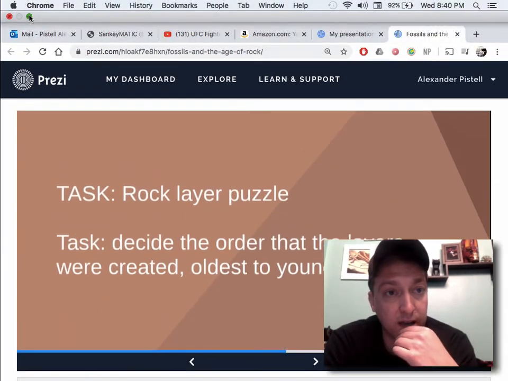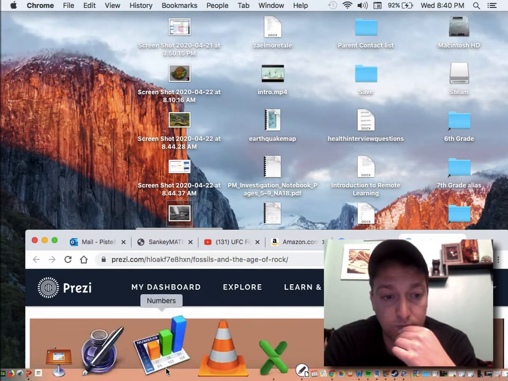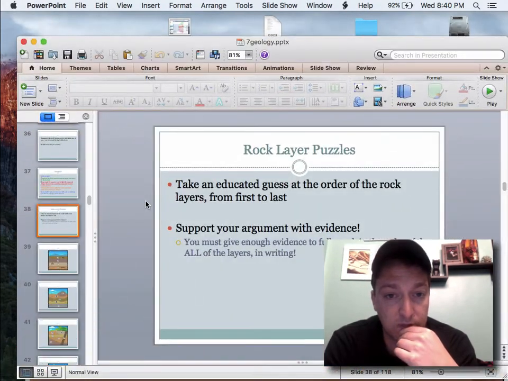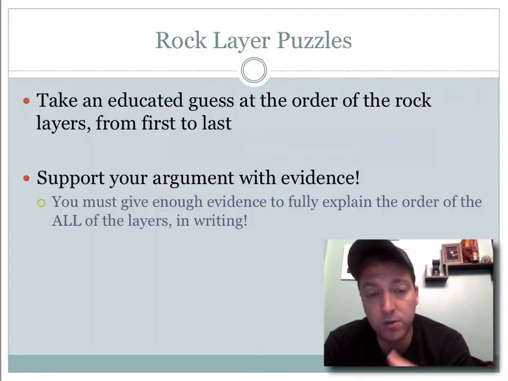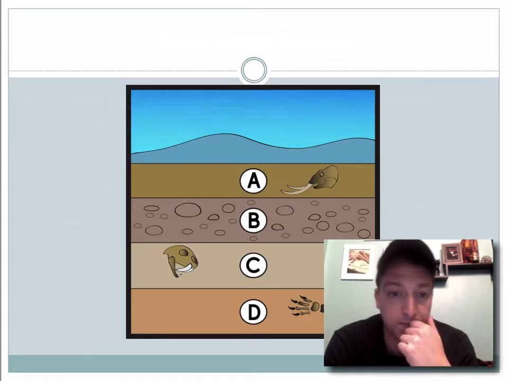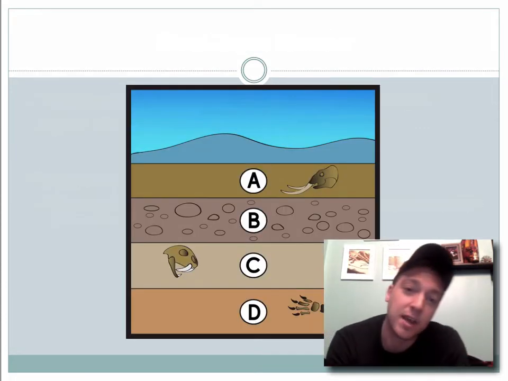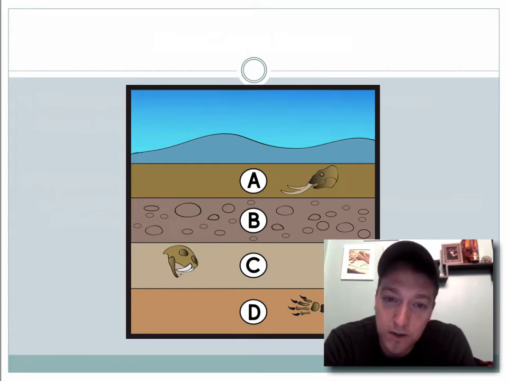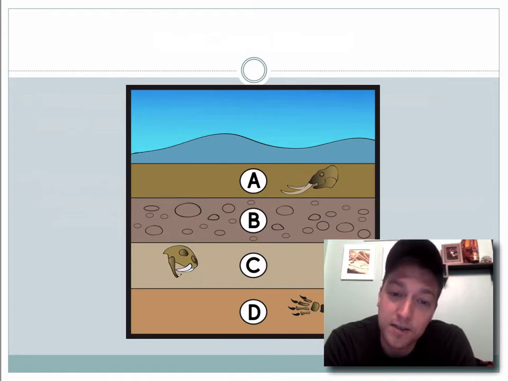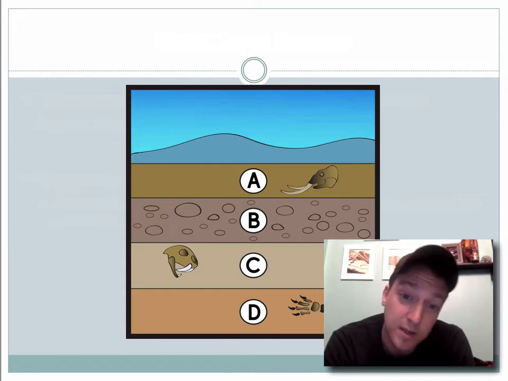And this is what we call a rock layer puzzle. So I'm going to give you guys some rock layer puzzles, and your job is to put them in order, either from oldest to youngest or youngest to oldest. This one's easy. We'll do this one together. So for these four rock layers, which ones are youngest and which one? How would you put them in order? A is youngest, B is second youngest, C is third youngest, D is oldest. Or you can go in order from oldest to youngest. That would be D, C, B, A.